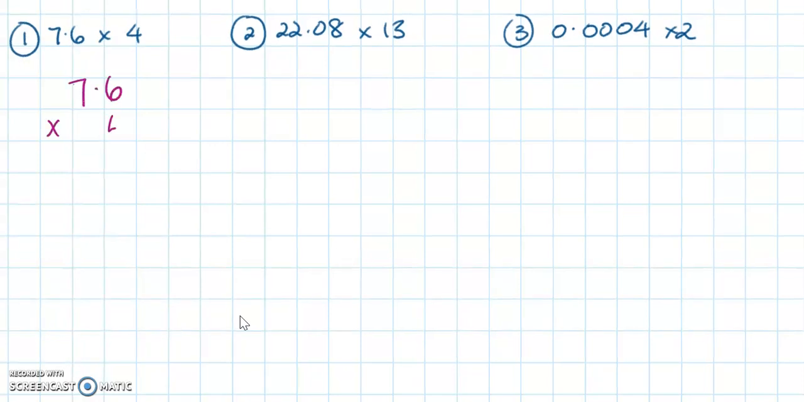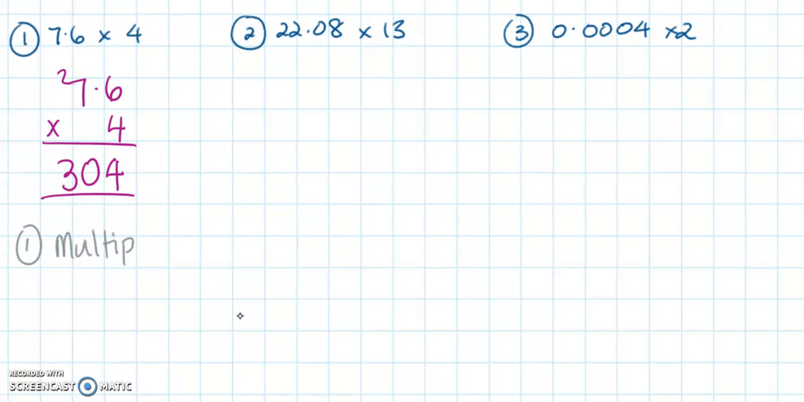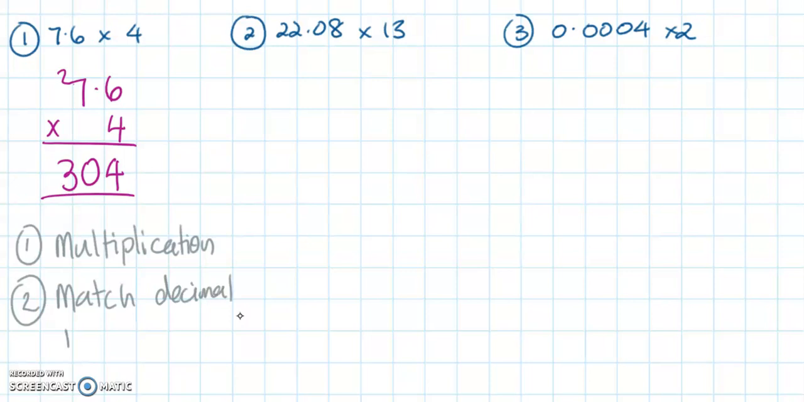7.6 multiplied by 4. We write it as we do our long multiplication. 4 times 6 is 24, so we write down the 4, carry the 2. 4 times 7 is 28, plus 2 is 30. So we first do the multiplication. So step 1, we'll do the multiplication. Then step 2 is to match our decimal places. And I'll just show you what I mean by that.